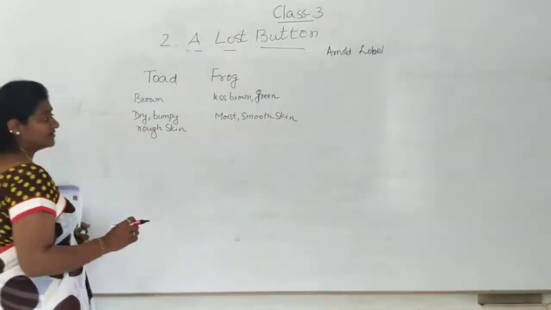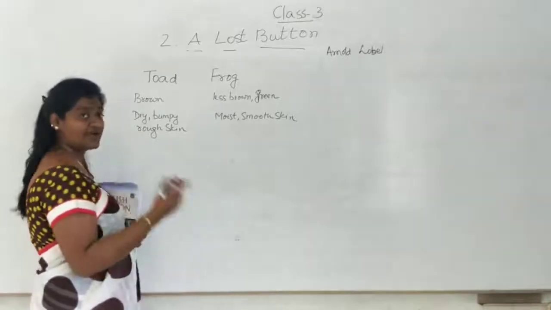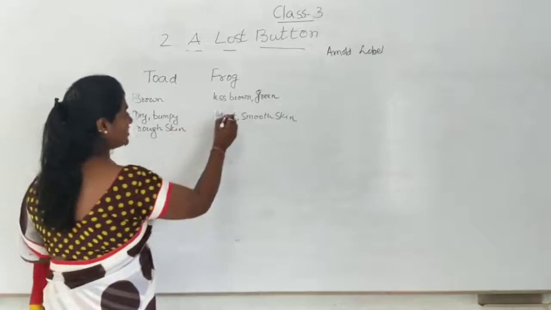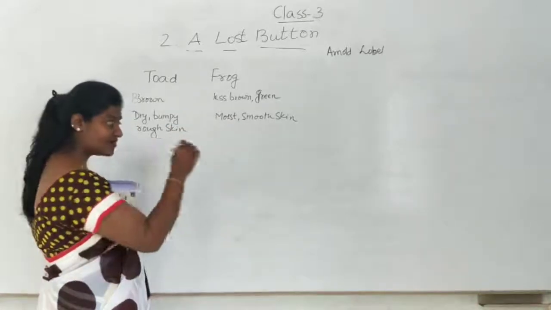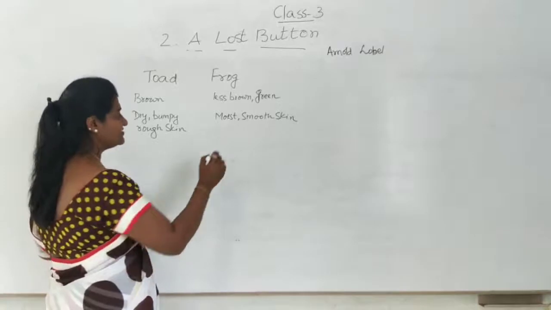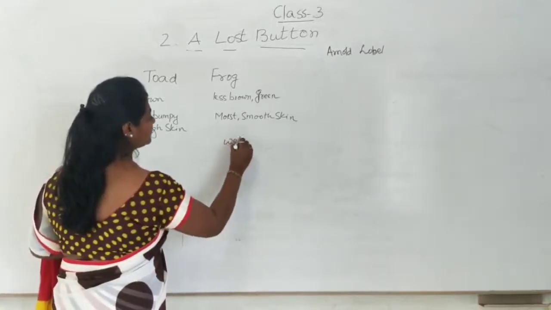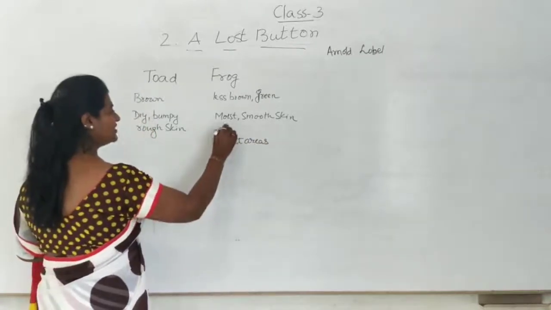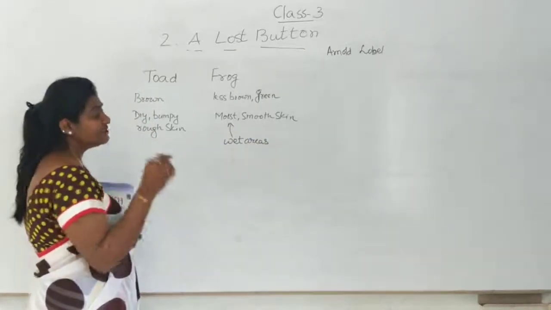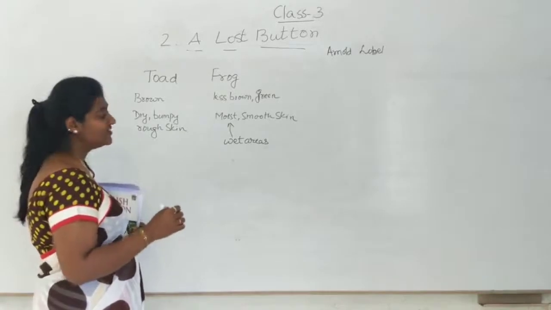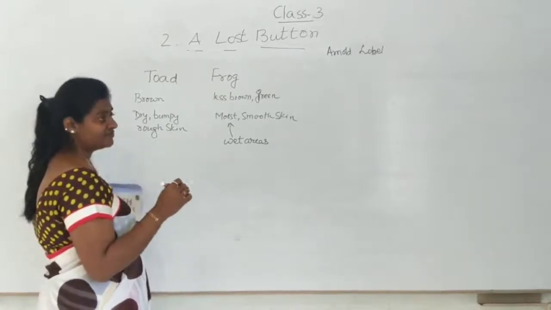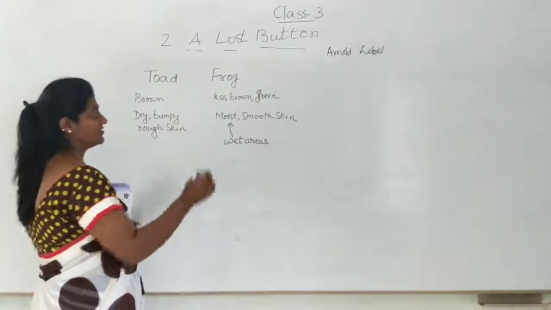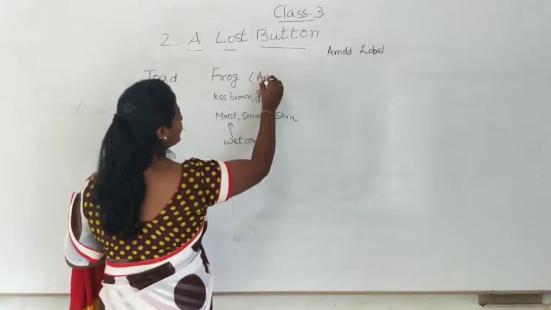Why is their skin always smooth, or why do they have to always keep their skin moist? Do they live in wet areas? Okay, they keep their skin moist because they also breathe with the skin. They have lungs also, but they also breathe with the skin. They can live both on land and in water. Hence, a frog is known as an amphibian.